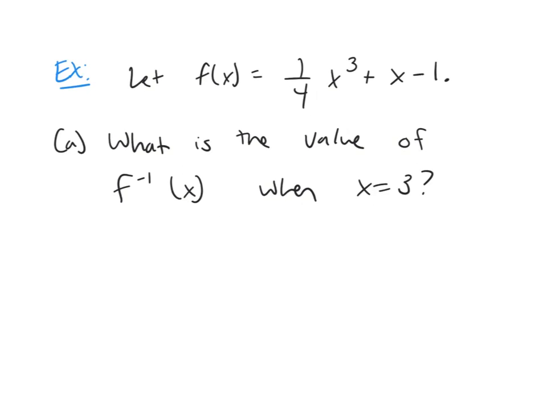So f inverse of 3 is what I'm asked to find. And I don't know what it's equal to, but it's going to be equal to something. So let's just call it x, where, because this is an inverse function, I know if I swap the inputs and outputs, I can switch back to my f function where f of x is equal to 3.